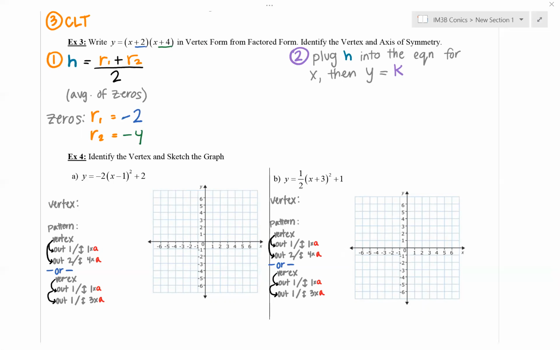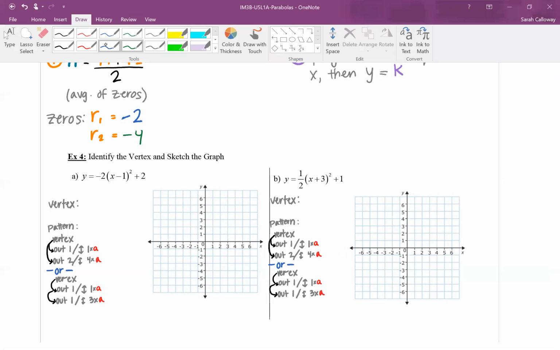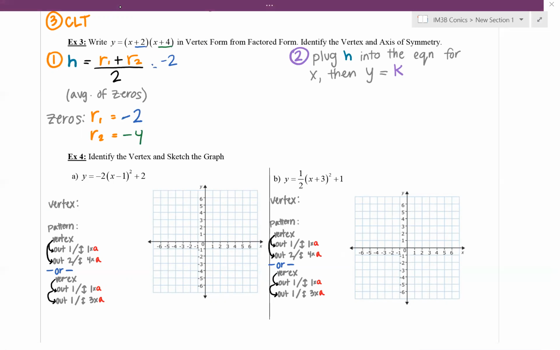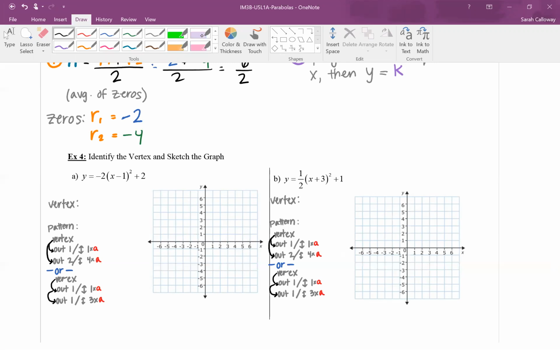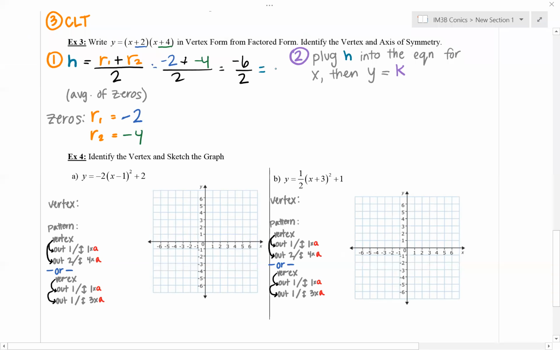So to find the value for H, we're actually going to find the average of those 2 values because the vertex is perfectly in the middle of the x-intercepts of the graph. So we're going to take and add those 2 numbers together and divide by 2. So if we take -2 plus -4, that gives us -6. Divided by 2 tells us that H is -3.